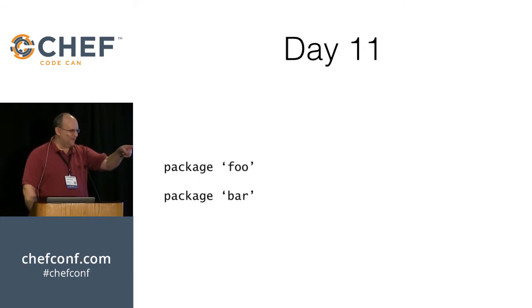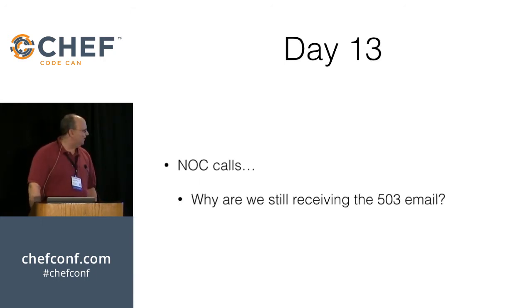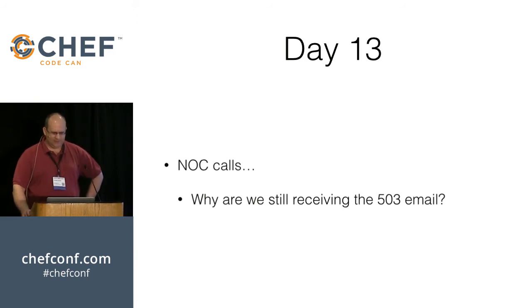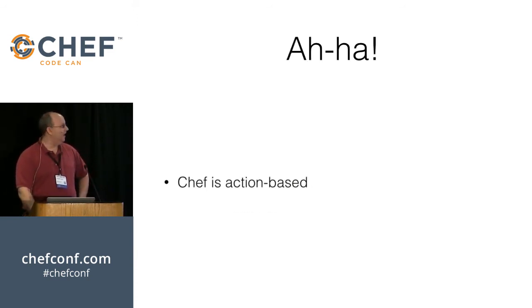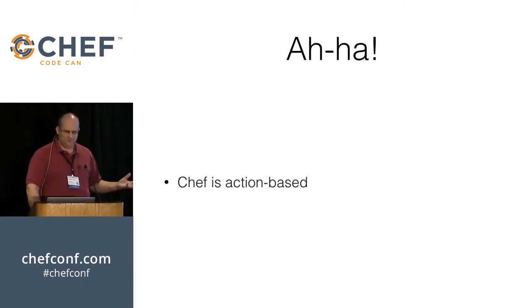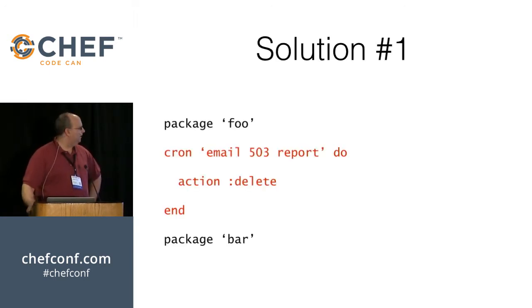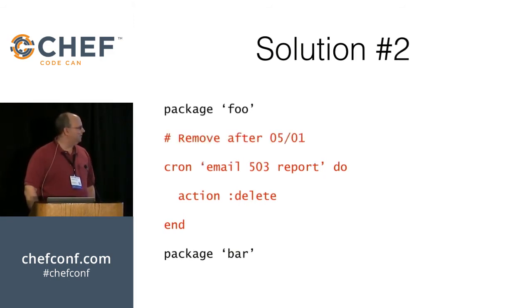You're shaking your head. You know where I'm going with this. Day 13, the NOC calls. Why are we still receiving the 503 email? Aha, Chef is action-based. So we have to go through and clean up after ourselves. The first solution is, okay, you add the report back in with action delete. Yes, it'll take care of it, but you don't want to accumulate a bunch of technical debt. Aha, add a comment: remove after 5.1.